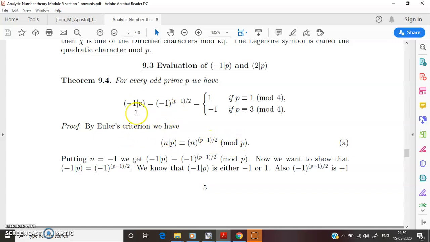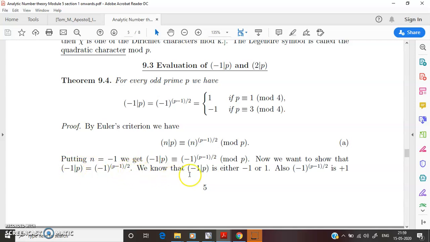So clearly, putting n equal to minus 1, we get that the Legendre symbol minus 1 over p is congruent to minus 1 raised to (p minus 1) by 2 mod p. Now what we have to prove is that these two are equal. Here it is not congruent, it is equal. So now we want to show that these two are equal.